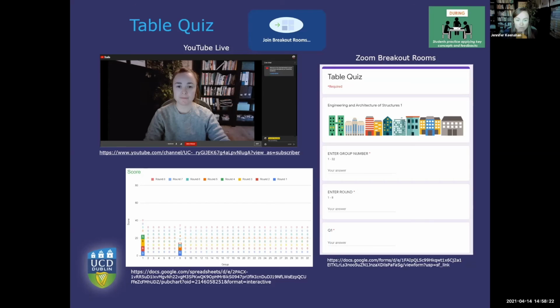I used Google Forms as a mechanism for students to write their answers, their group number and their answers for each round. And then I was able to use this image, which was pre-populated from the Google form, as the scoreboard. So students could see where they were on the scoreboard in live mode. And the feedback was positive. They enjoyed it. It was engaging and it got them doing something a little bit different.